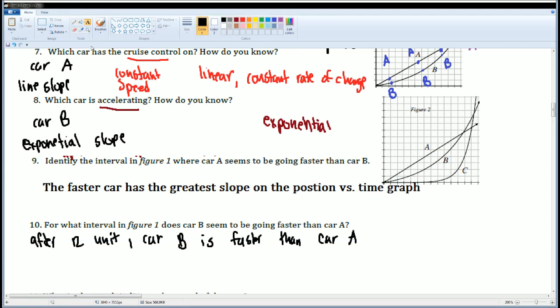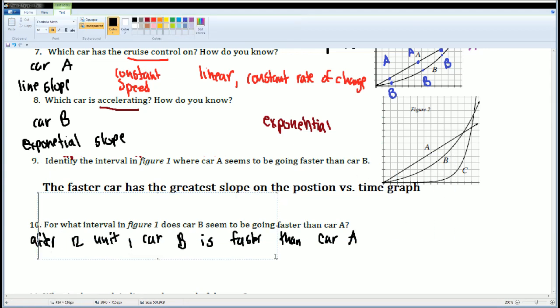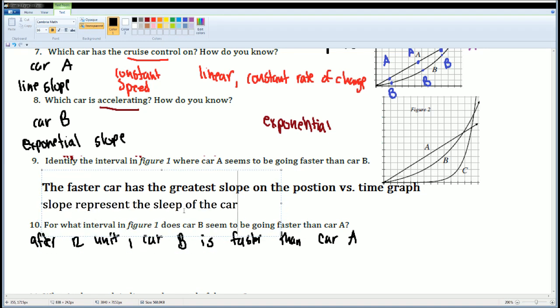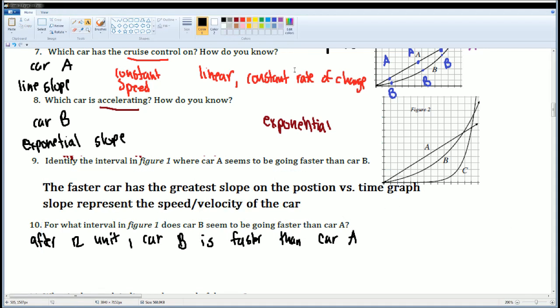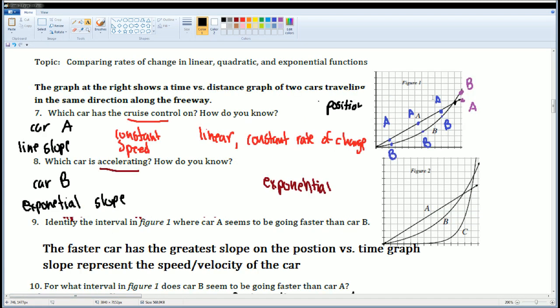Because the slope represents the speed of the car. Because I'm a physics person, the slope represents the speed or velocity of the car. Okay. So that's what I'm going to write. I'm not going to give you an answer, but this is weird.